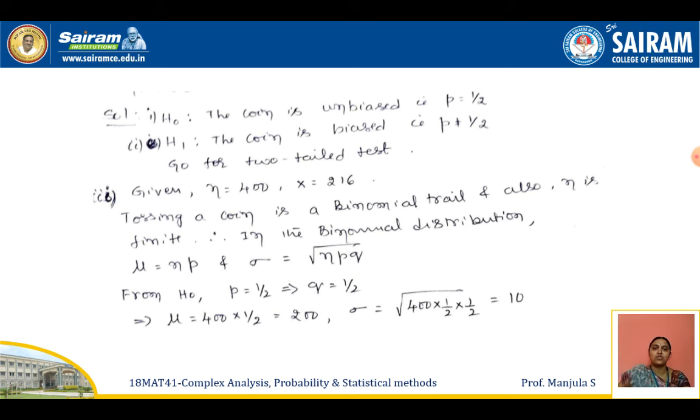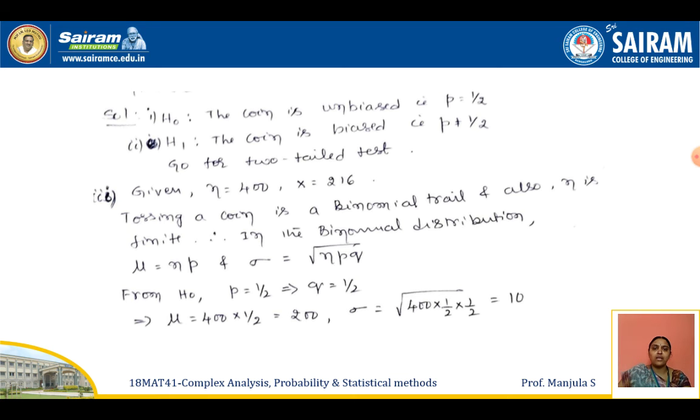That is, P is equal to 1 by 2. The coin is biased will be the alternative hypothesis, that is H1, so P is not equal to 1 by 2. We'll go for a two-tailed test. First, the given data. What have they given? 400 times they are going to toss, so N is equal to 400, and X they have given, that is the mean, 216.